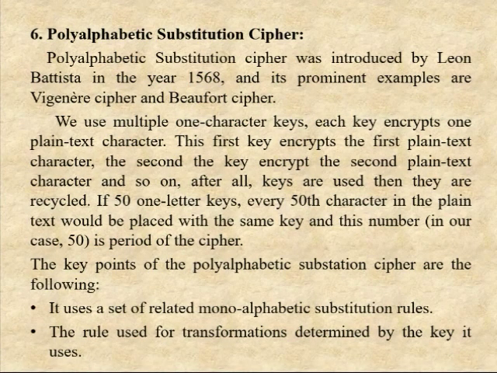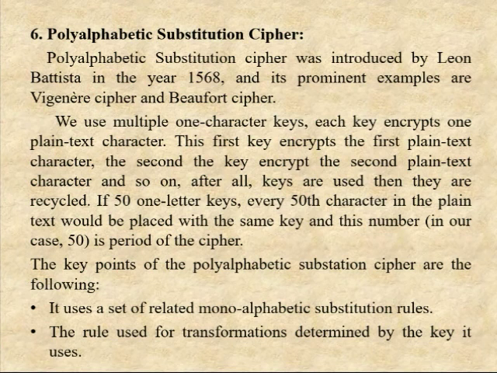Polyalphabetic substitution cipher was introduced by Leon Battista in the year 1568. We use multiple one-character keys. Each key encrypts one plain text character. The first key encrypts the first plain text character, the second key encrypts the second plain text character, and so on.